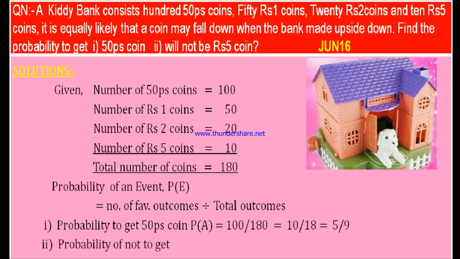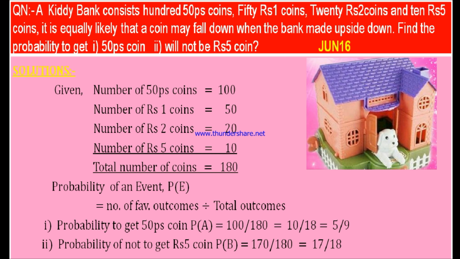Now the second bit, the probability not to get a 5 rupee coin, P of B, is equal to. Here, if it is not a 5 rupee coin, then it may be a 50 paise coin, or a 1 rupee coin, or a 2 rupee coin. Therefore, the total number of coins which are not 5 rupee coins is equal to 170. Therefore, the probability of not getting a 5 rupee coin is equal to favorable outcomes 170 by total number of outcomes 180. That is 170 by 180, which is 17 by 18.